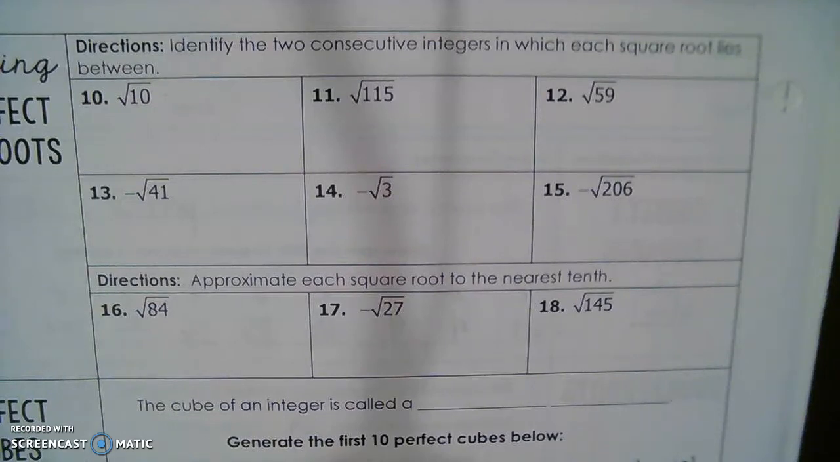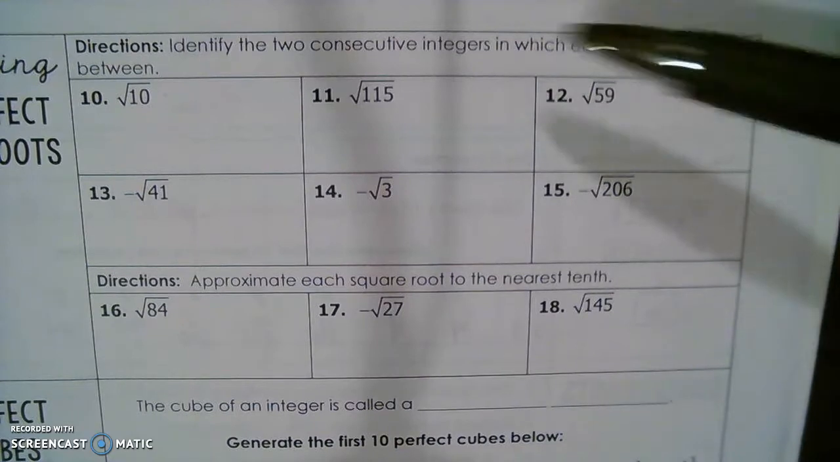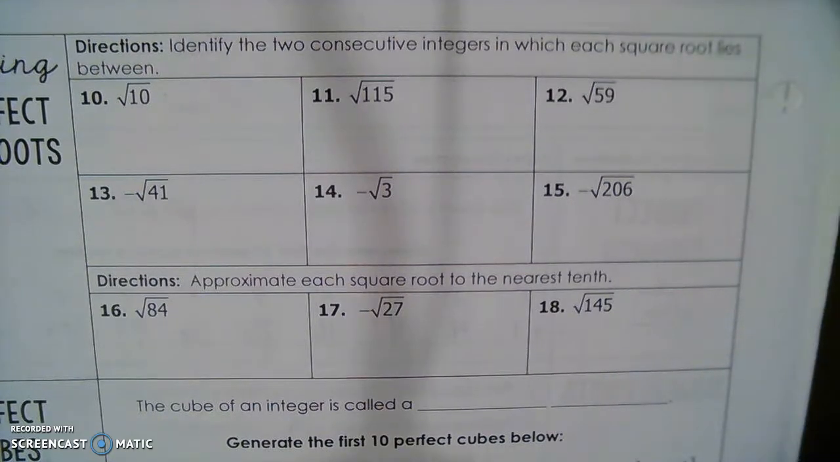On page 13 of our notes, the top part is still talking about perfect squares. So we're going to do two different things. First, it says we need to identify the two consecutive integers in which each square root lies between.